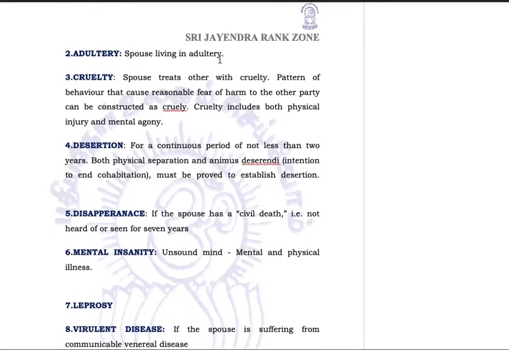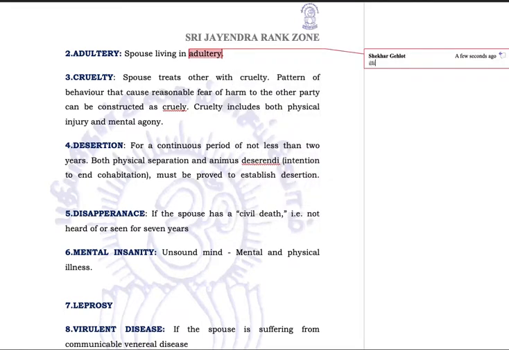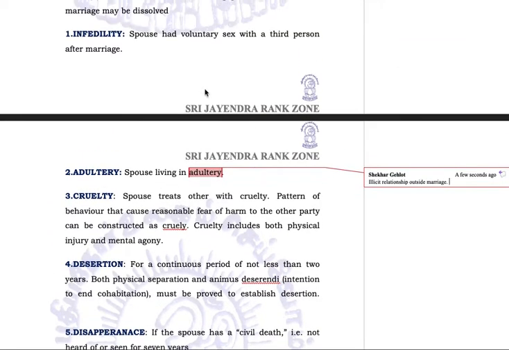Adultery. Spouse is living in adultery. Adultery means again the same thing. Just like infidelity, infidelity is something occasional, cheating, but this is like you are permanently living with someone else. That term is called adultery. You are living with someone else. Then the other spouse can take divorce on this ground.